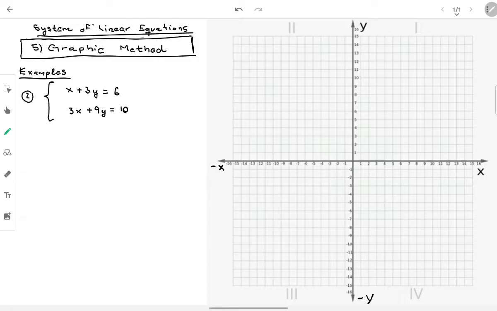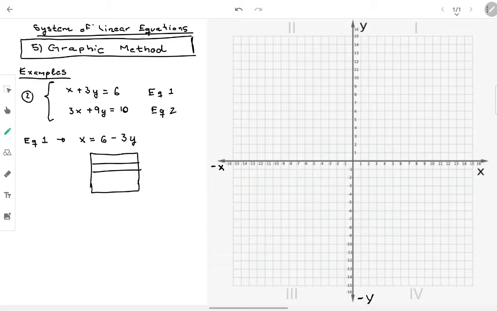So here we have a system of equations. Of course, we have equation number 1, equation number 2. So remember, the idea is for equation number 1, we need to isolate one of the variables. X equals 6 minus 3 that multiplies y. After that, we need at least 3 points, x and y. So maybe we can put values to y: minus 1, 0, and plus 1.